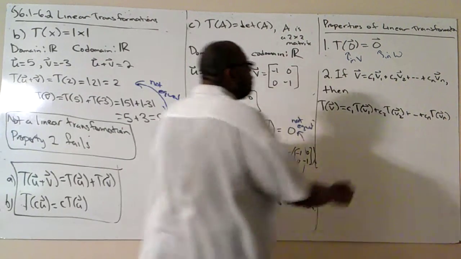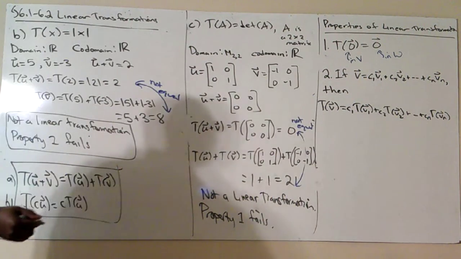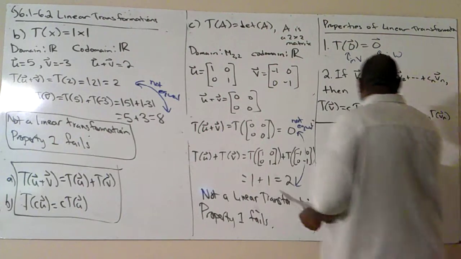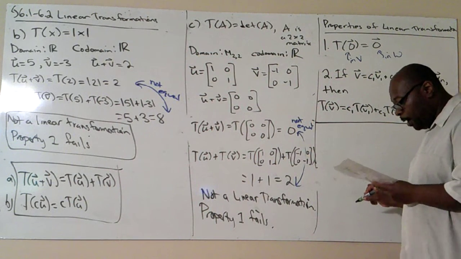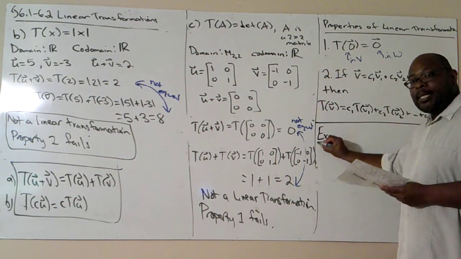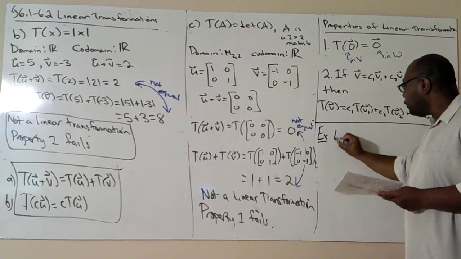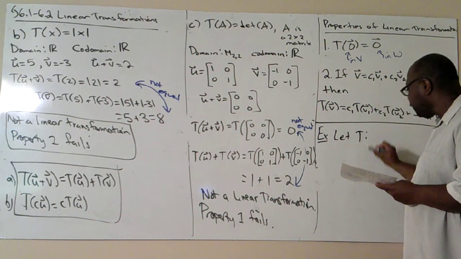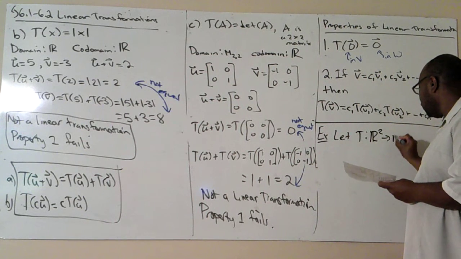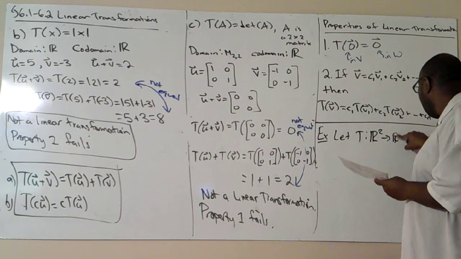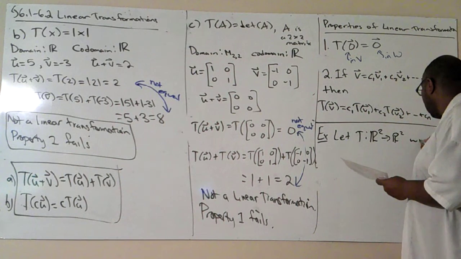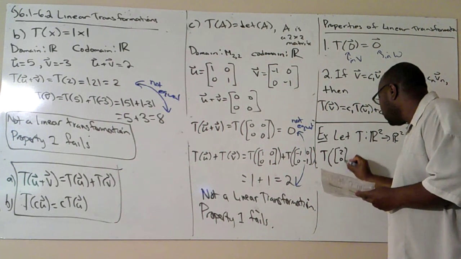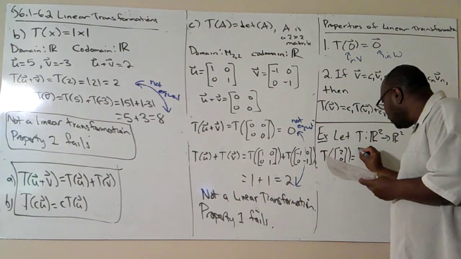And this is a really nice property because it helps us, especially if v1, v2 through vn is a basis set. So for example, I have this example right below that on this PowerPoint. Let T go from R2 to R2, so it's a linear operator, with T of (2, 0) equal to (3, 6).